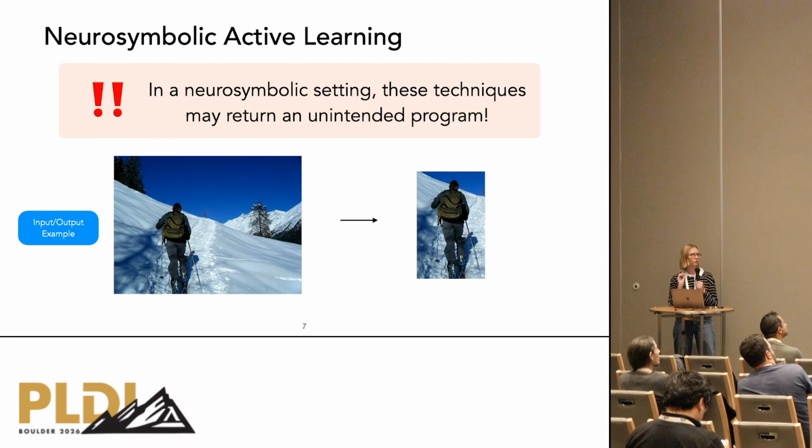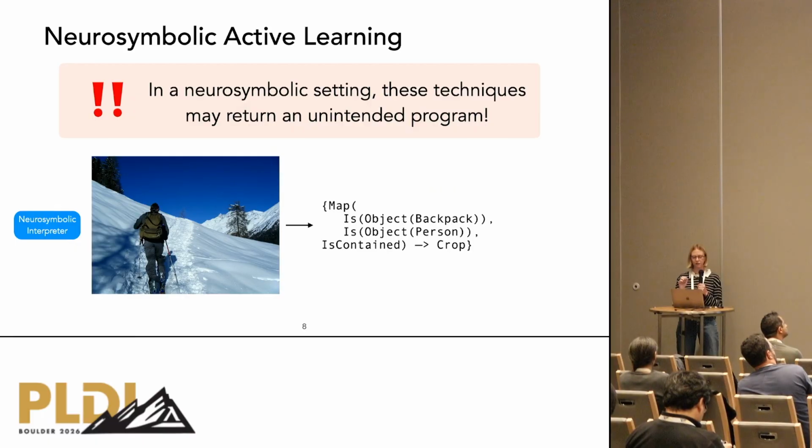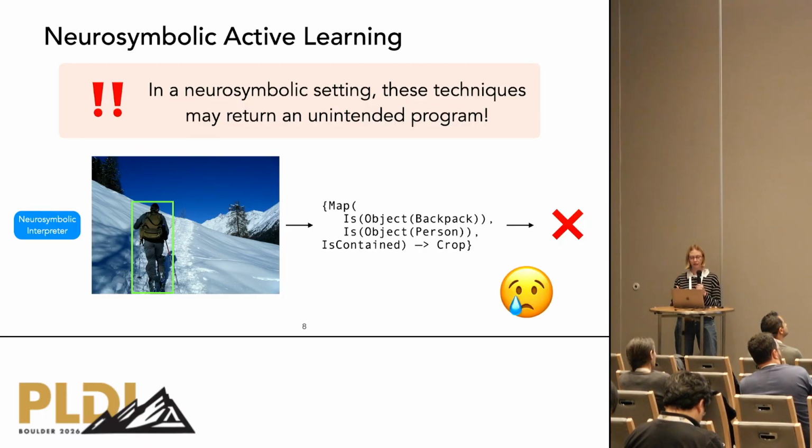However, when applied to neurosymbolic settings, active learning techniques may inadvertently return an unintended program. To see why, let's consider this example provided by the user, where the input is this image on the left, and the desired output is the cropped image on the right. To check whether a candidate program matches this example, the synthesizer first applies a computer vision model to detect objects in this input image. However, these models are imperfect. In this case, the model detects the person, but misses the backpack. As a result, this program incorrectly produces a null output and is pruned from the hypothesis space, even though it actually matches the user's intended task.